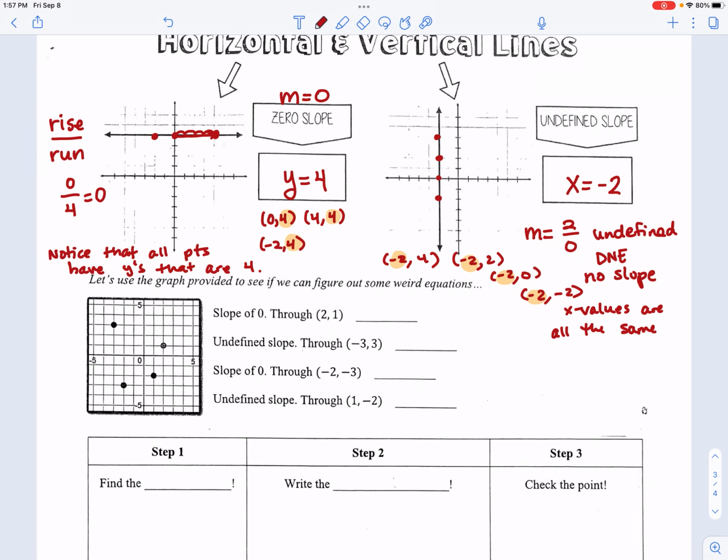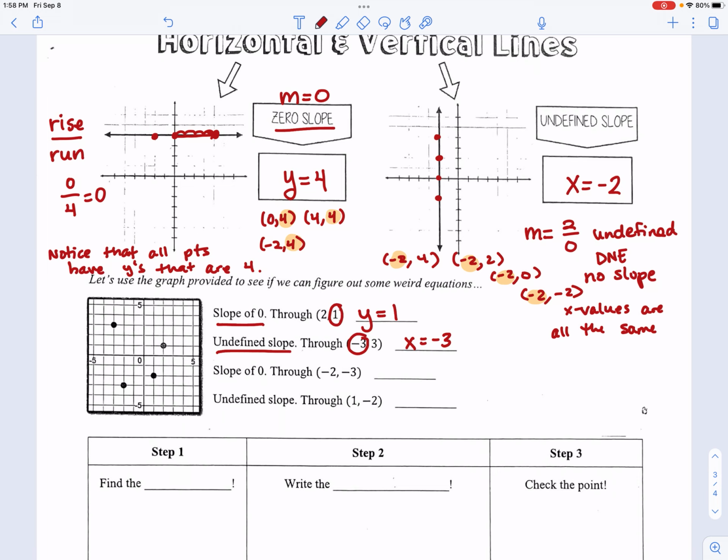So like for this one here, they're giving us a slope of 0. If I have a slope of 0, I know I'm going to have y equals. Well, if I look at my point, it needs to go through the point 2, 1, so y equals 1. Here, if it's undefined, I know it's going to be x equals. Well, x equals, according to this point, -3.